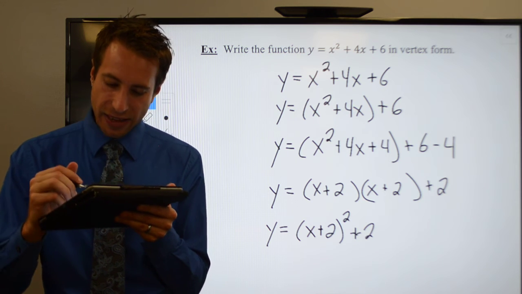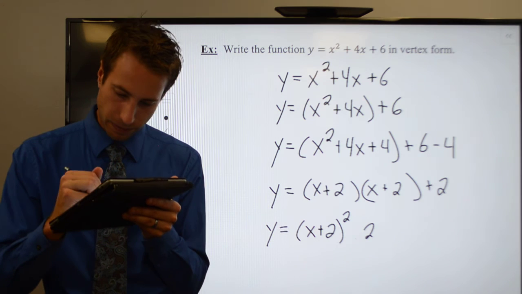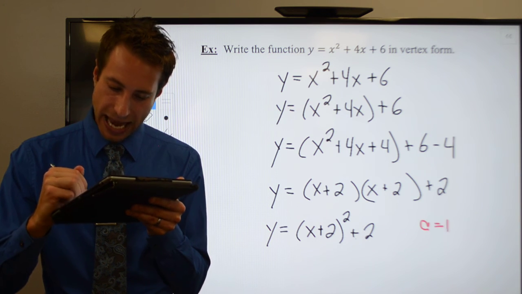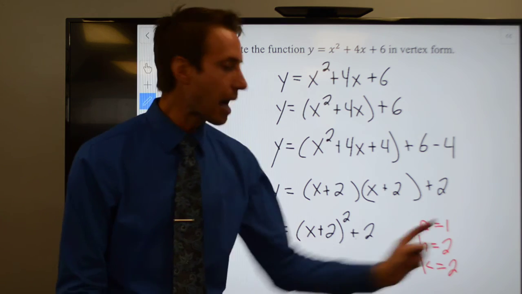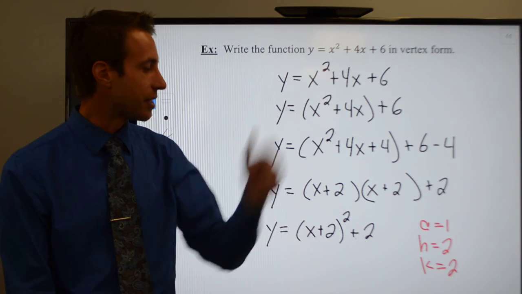And once again, now that it is in vertex form, I can quickly identify that my a is 1, my h is a positive 2, and my k is also a positive 2, which will allow me to quickly make transformations to the parent function in order to graph this quadratic.